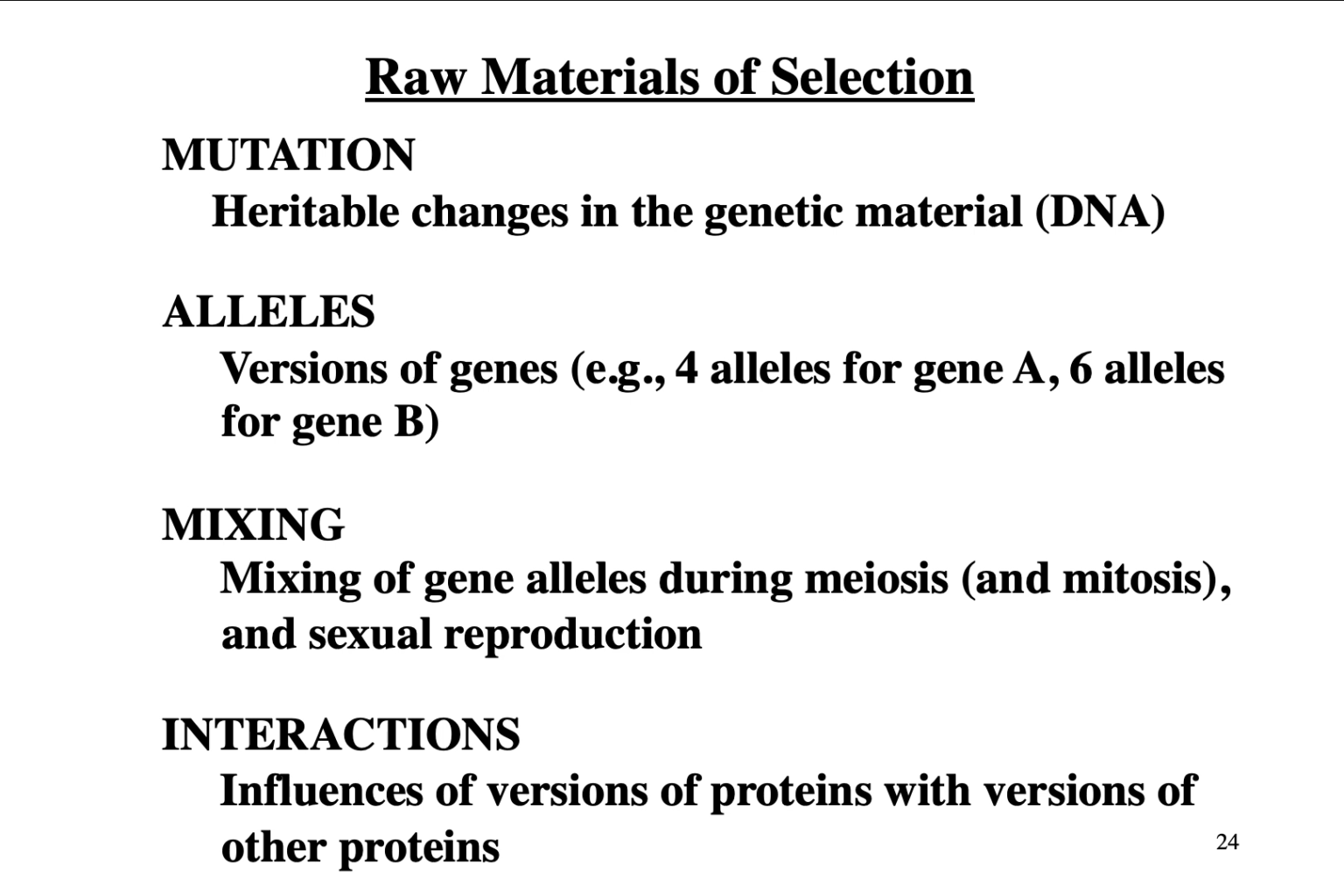So ultimately the raw materials of selection are these. First, there's mutation. There have to be heritable changes in the genetic material. If there were no mutation, there would be no evolution or selection. And then the alleles, versions of the genes. So 4 alleles for gene A, 6 alleles for gene B, etc. Which ones are being expressed at the time, and which ones ultimately become the most successful. And then there's mixing of the genes and alleles during meiosis and mitosis, and sexual reproduction also causes mixing of these various alleles.